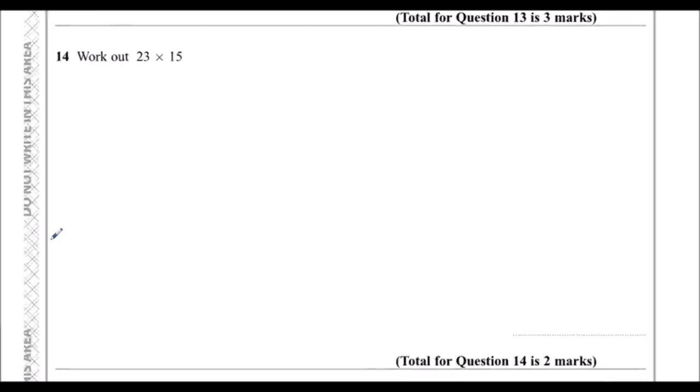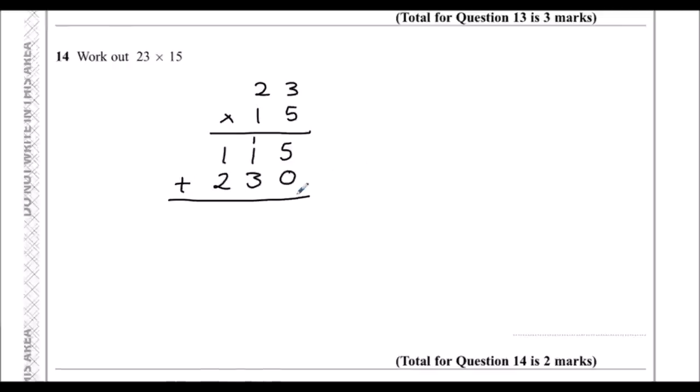Question 14, work out 23 times 15. So we've got 23 times 15. 5 threes are 15. 5 twos are 10, plus the 1 is 11. Now we're multiplying by 10, so I'm going to put the 0 here. 1 three is 3, 1 two is 2. So adding these together, 5 and 0 is 5, 1 and 3 is 4, 1 and 2 is 3. So we've got 345.